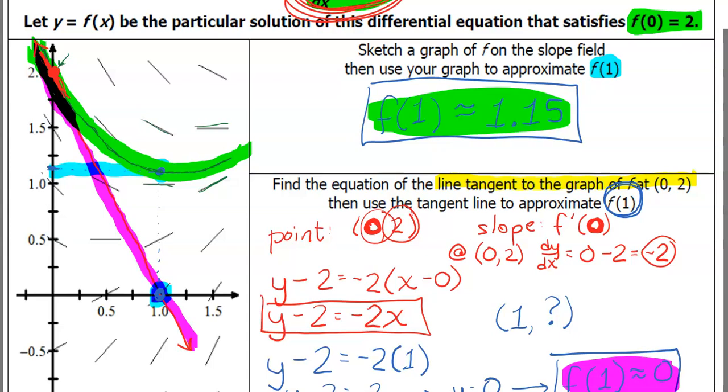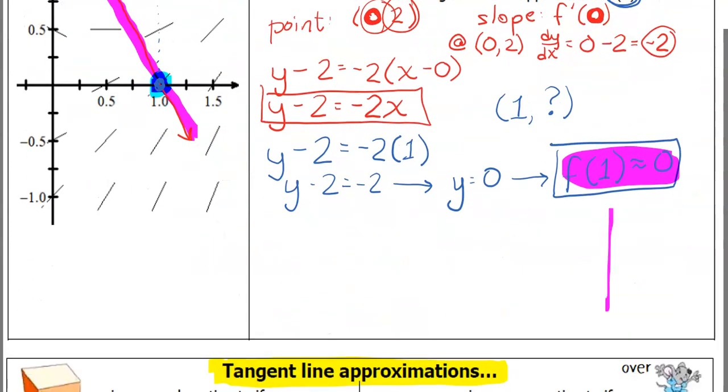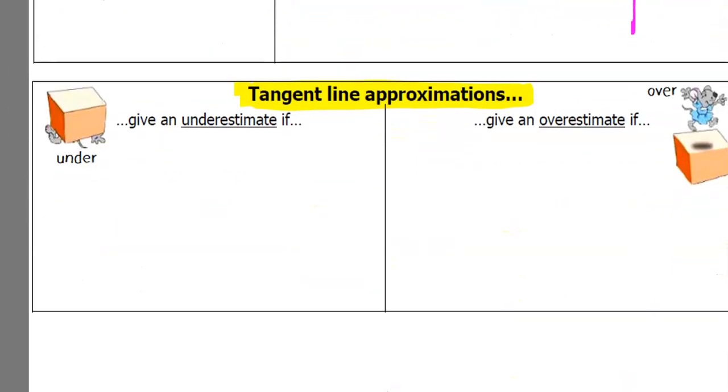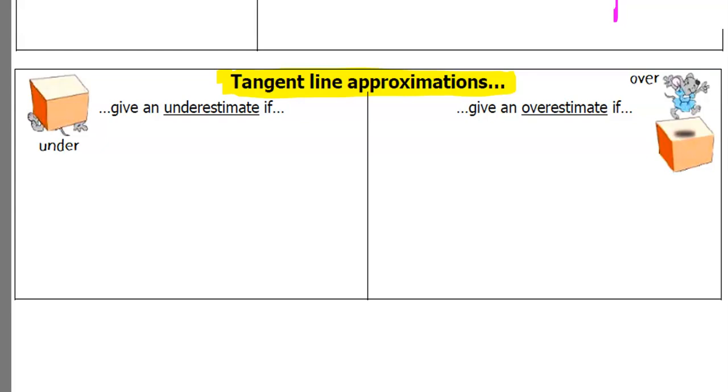What I want to know is whether my approximation from the tangent line, whether that is higher or lower than what the real value is. My green answer still isn't perfect, but it's closer because I let my green solution kind of follow the curve and I let the slopes change as needed. So in this case, my pink approximation was well below what the green curve suggested. 0 is a heck of a lot lower than 1.15. So our tangent line gave us an underestimate.